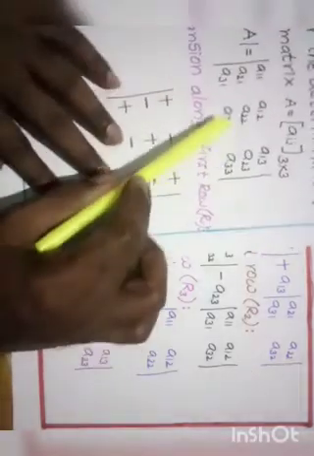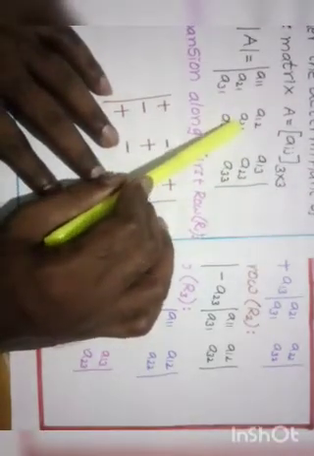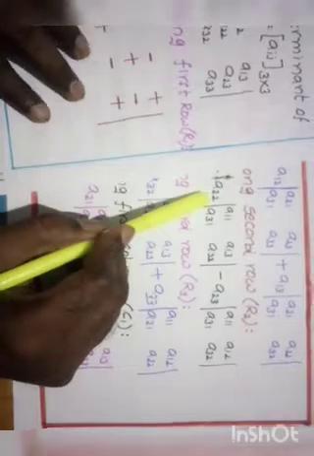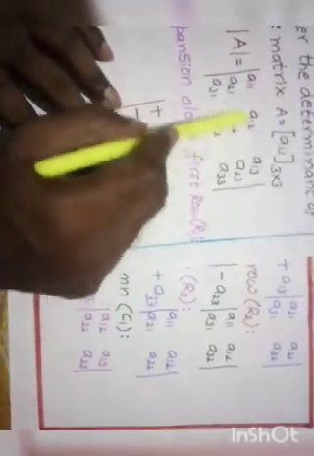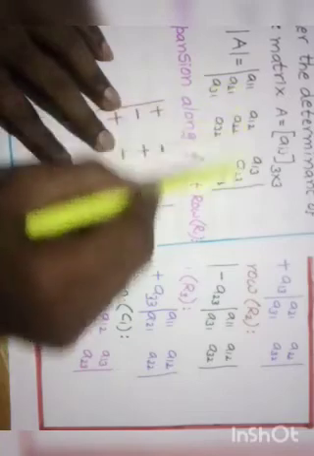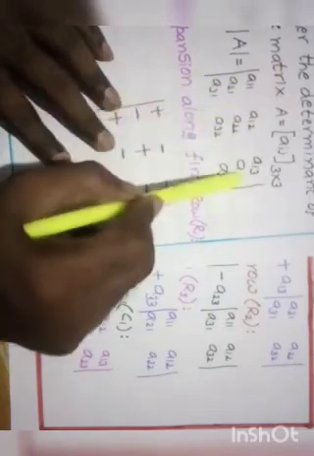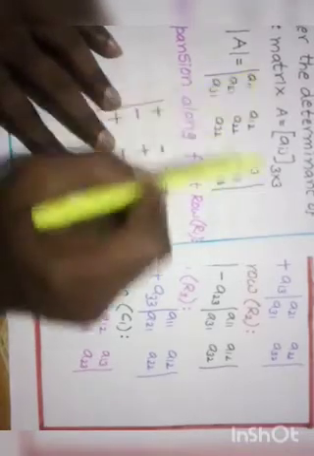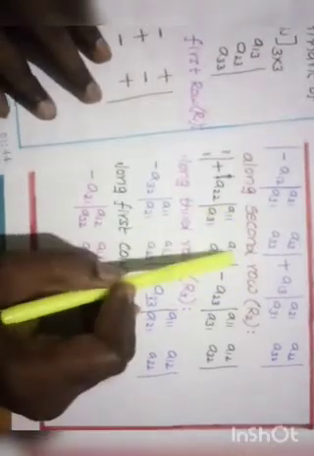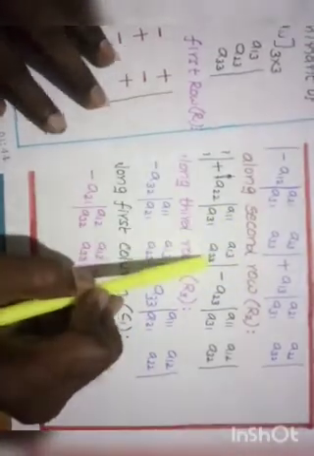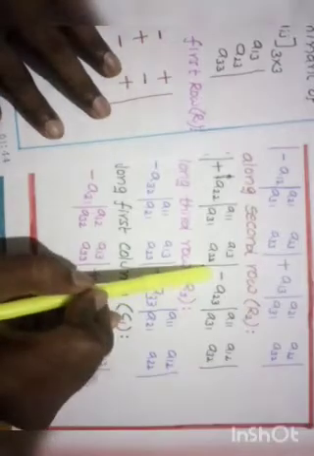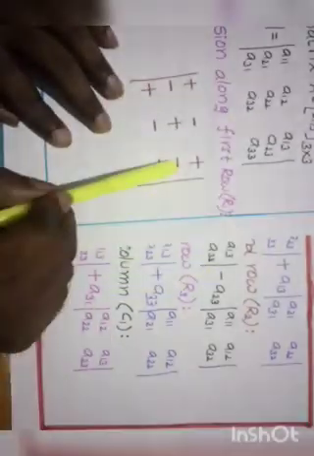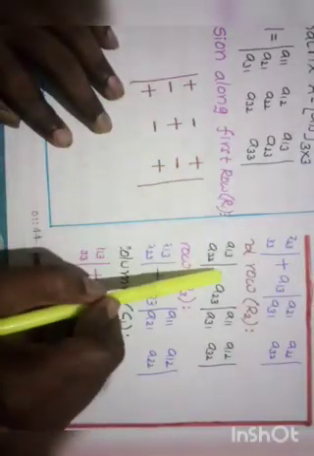Next, what is the second element in the second row? A22. We write A22. Now we close the second row and second column, because this element lies in the second row and second column. Then what elements will be left? A11, A13, A31, A33. I wrote A11, A13, A31, A33. We find its determinant. Okay, my children. Now come to the sign. What is the sign here? Minus. We keep minus here.